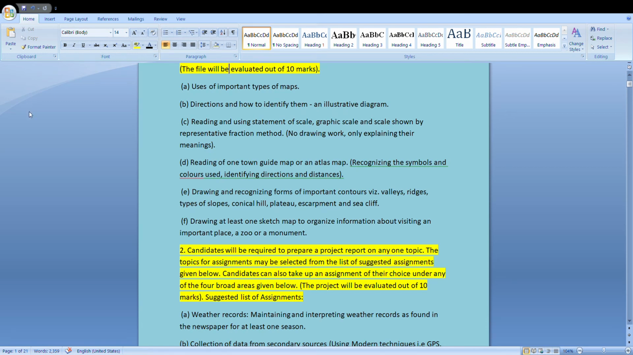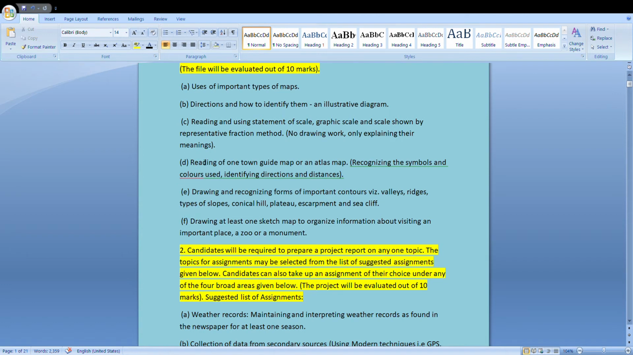Hi everyone. Yesterday we discussed the first two projects, A and B. I told you about maps and directions. Today I'll explain reading and using of scale, and I'll also tell you how to read a town guide map or an atlas map. All right, so again, I'll be explaining these topics.